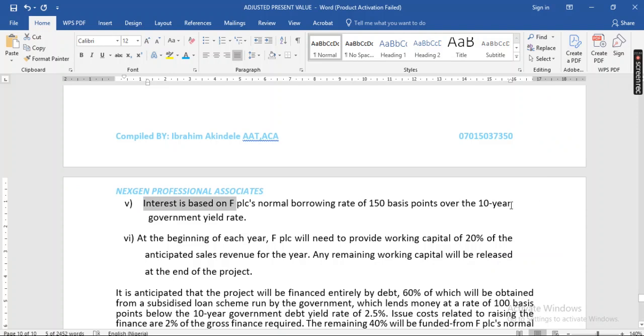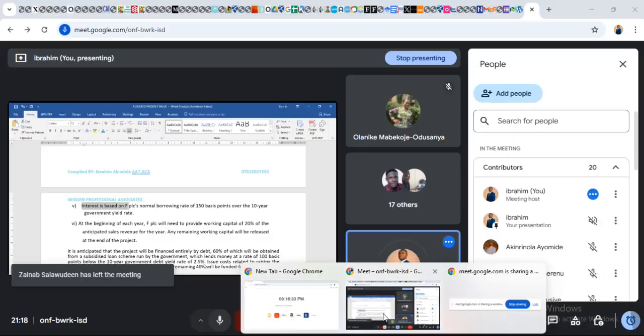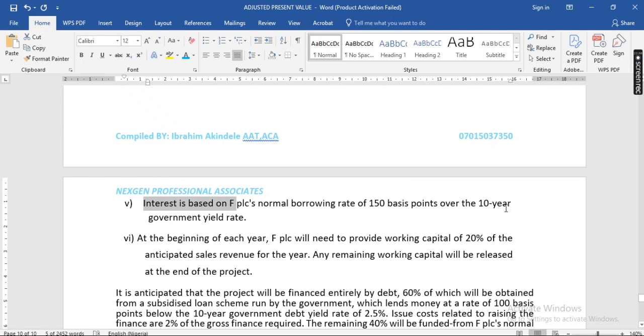That's fine. So over the 10-year government yield, the normal borrowing rate is 150 basis points. That is 150 over 100, that is 1.5%. You have 1.5%, right? Now, at the beginning of each year, we'll get to that part, that is the financing effect.